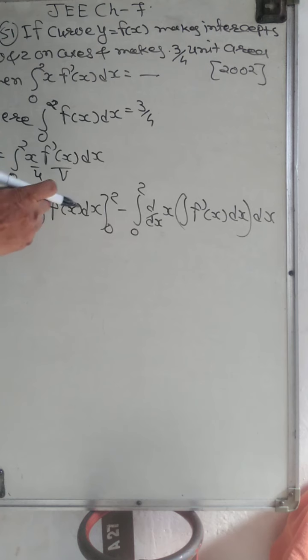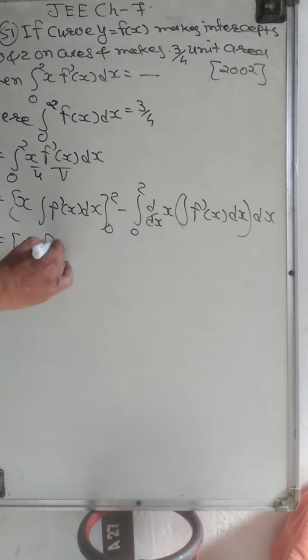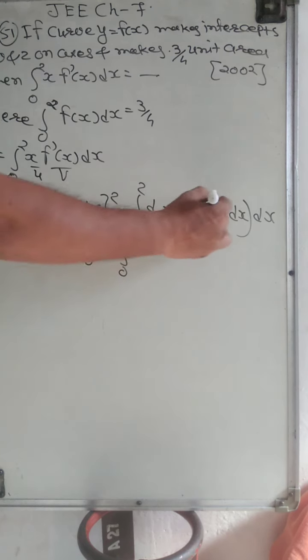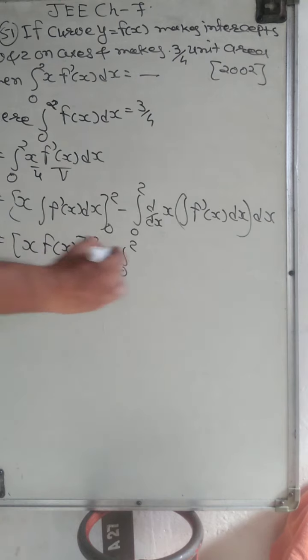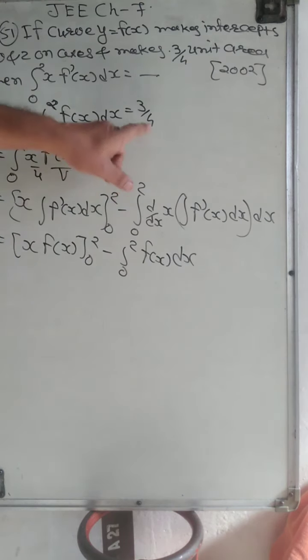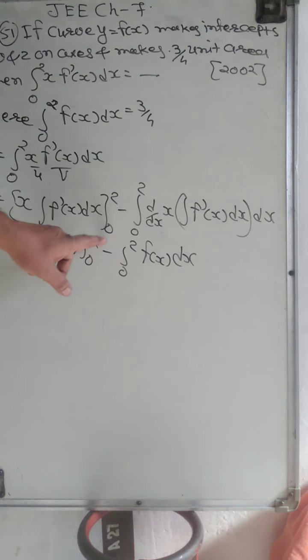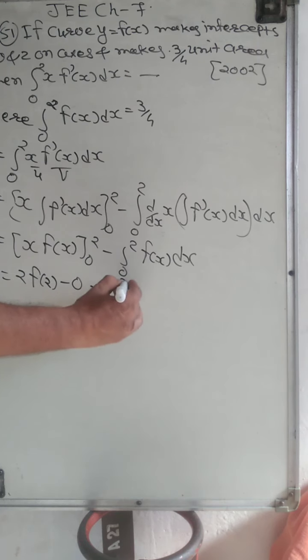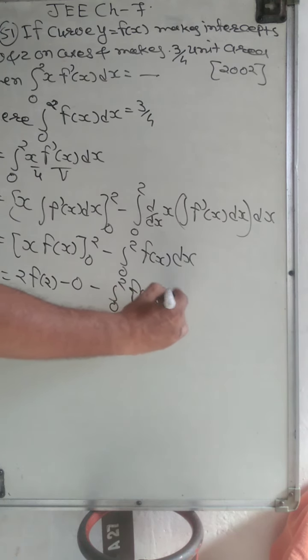First we take this integration and the derivative is cancelled. So x f(x) from 0 to 2 minus integration 0 to 2, this is 1, and integration this is f(x) dx, right? Now this thing is 3 by 4, it is given, and now we put here 2. So here 2 f(2) minus 0 minus integration 0 to 2 f(x) dx.